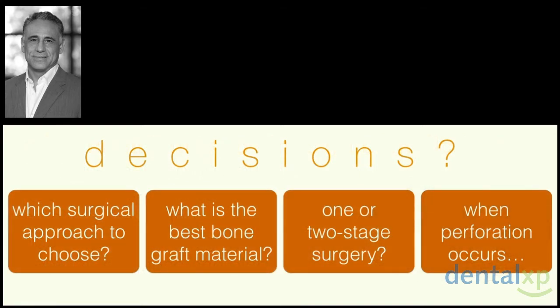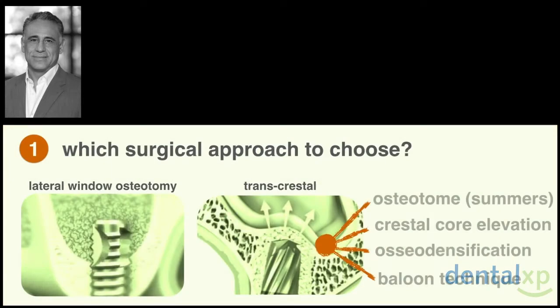There are several decisions that I always have to make whenever I'm dealing with a sinus lift. The first decision I got to make is which surgical approach to use. Second is, what's the best bone graft material? Third, am I going to do this in a 1-stage or a 2-stage? And lastly, if a perforation happens, what am I going to do? So these are the 4 key questions and decisions we got to make.